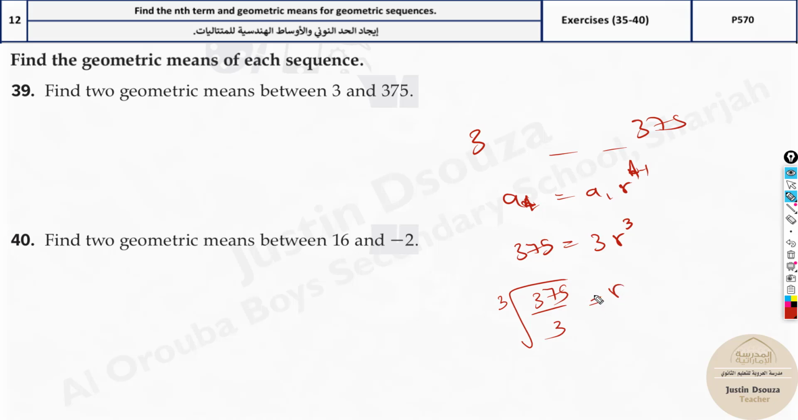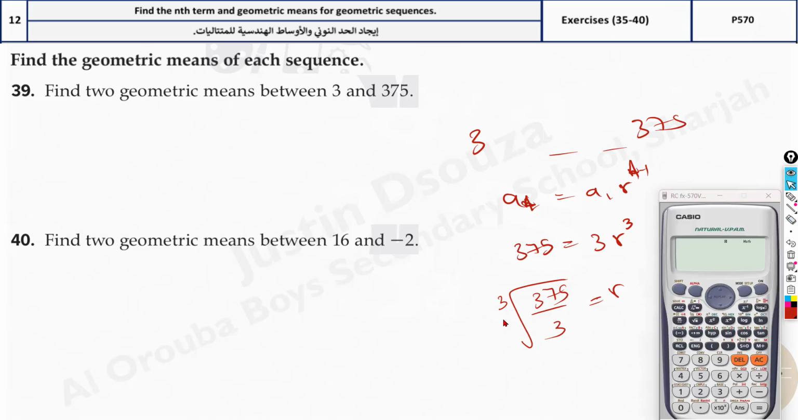Now here, be careful. This is an odd power, right? You can try directly putting it in the calculator as well. Since I've done the simplification, I'll put it over here: the cube root of 375 divided by 3. Now what about this? Is it plus or minus? No, it will be only plus. Only for even powers will there be plus or minus. But this is only 5.